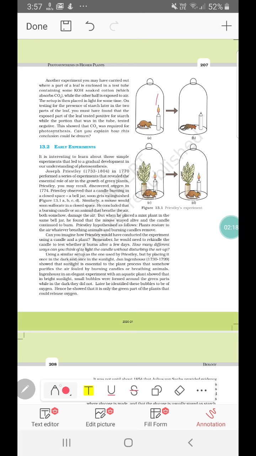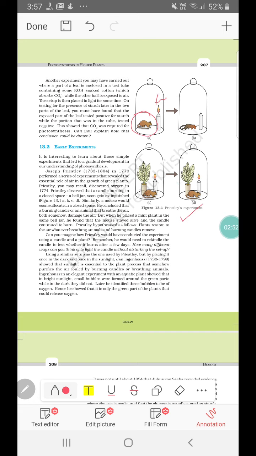Today I will tell you how some early experiments showed the nature and the importance of these raw materials for photosynthesis. The first one is Priestley's experiment. Here you can see in different figures that a bell jar is used for the experiment, with a burning candle and a mouse. If we keep the mouse under this bell jar with a burning candle, after some time the candle extinguishes and the mouse dies.